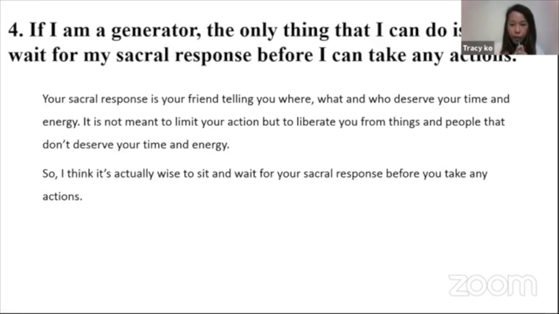I want you guys to look at sacral response from a different perspective. Your sacral response is actually your friend telling you where, what, and who deserve your time and energy. It is not meant to limit your actions, but to liberate you from things and people that don't really deserve your time and energy. So it's actually a wise thing to do to sit and wait for your sacral response before you take actions, because you really want to put your energy and time into things that light you up. So this is a trick. This is actually a truth.